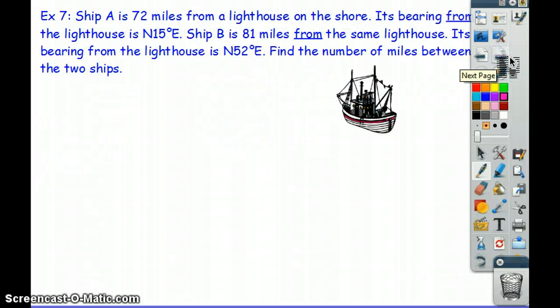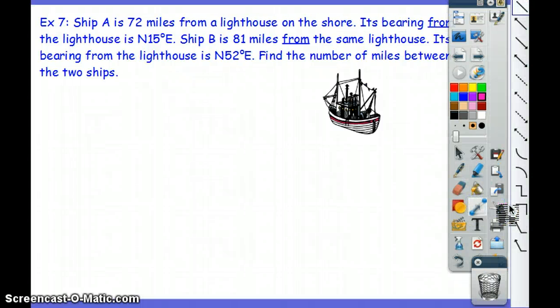Okay, let's see if we can get one more word problem in. Ship A is 72 miles from a lighthouse on the shore. Its bearing from the lighthouse is 15 degrees east of north. Ship B is 81 miles from the same lighthouse. Its bearing is 52 degrees east of north. Find the number of miles between the two ships. Similar to the plane problem we just did.